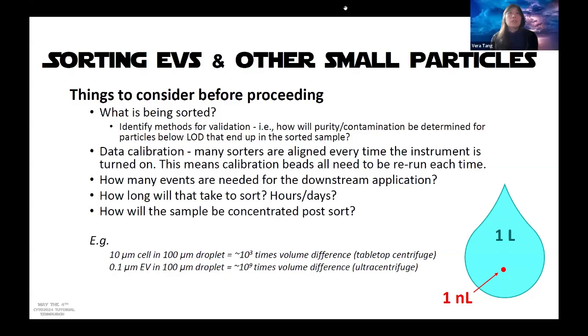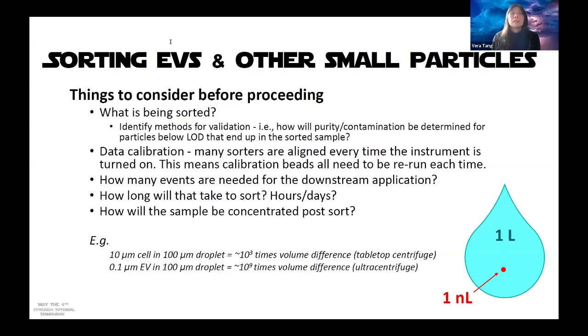I guess sorting in this case is always going to be an exercise of enrichment and not really finding a pure population. Yes. And you have to be careful about what attributes you give your sorted cells in your downstream applications. If it's a functional thing, you have to be sure that the EVs that you think you're sorting are the dominant population and are what the function is being attributed to.